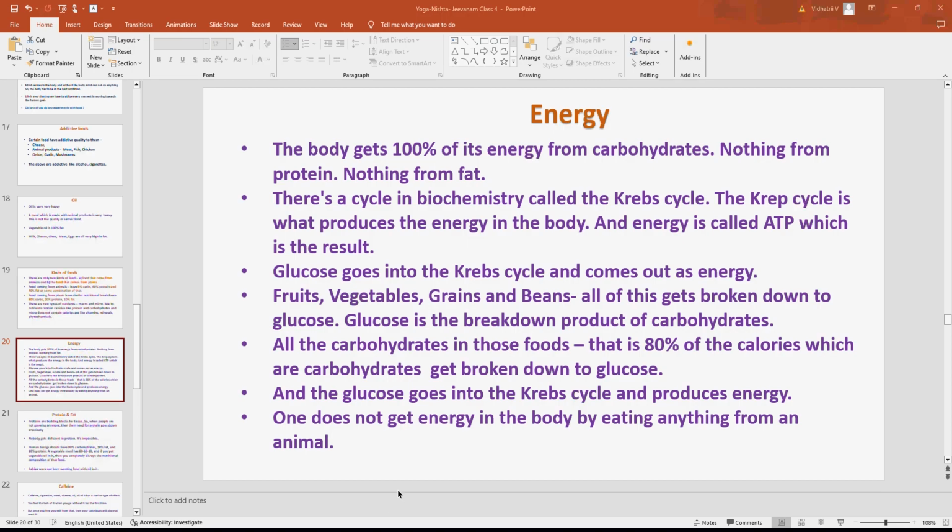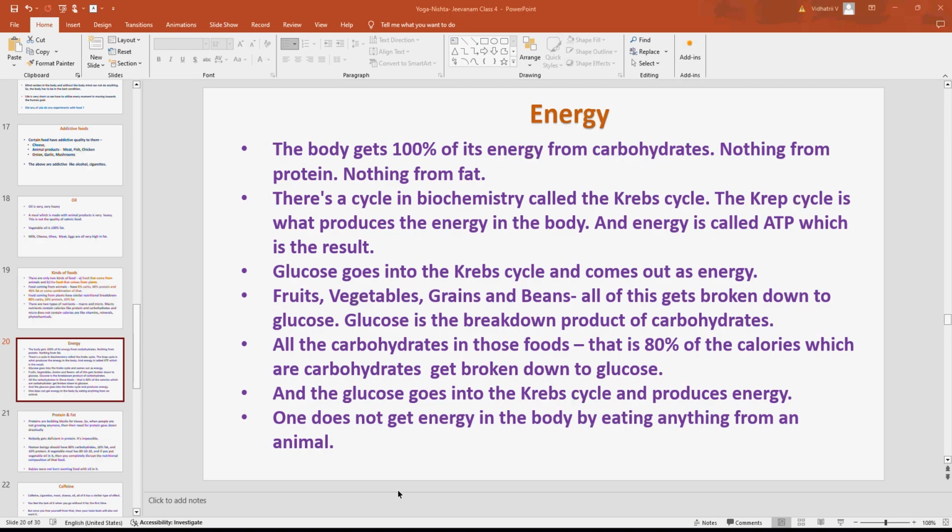Animal food is 60% fat and 40% protein, or some ratio of that. It has zero carbohydrates. So when this goes into the Krebs cycle, there is no energy that is getting produced. One does not get energy in the body by eating animal products, because the food does not get broken down into glucose. There are only two types of food: the food that comes from animals and the food that comes from plants.